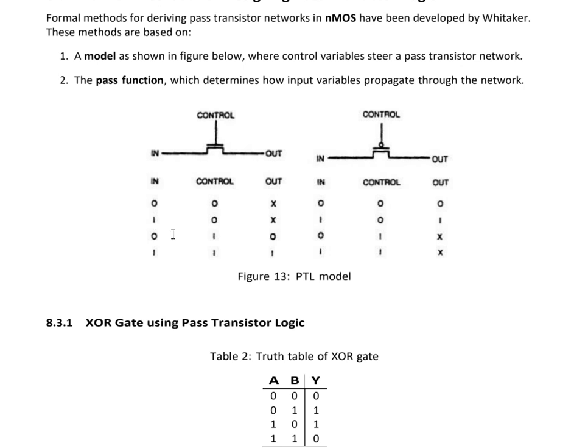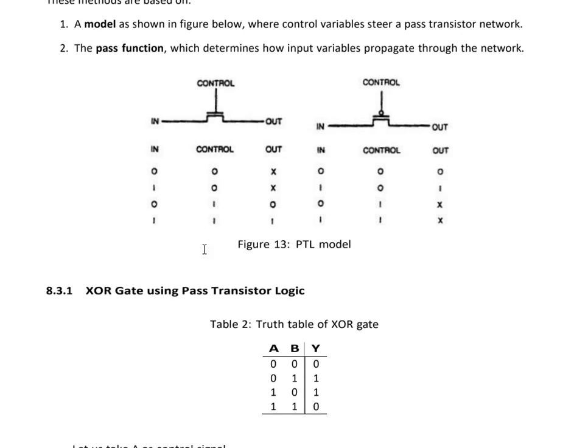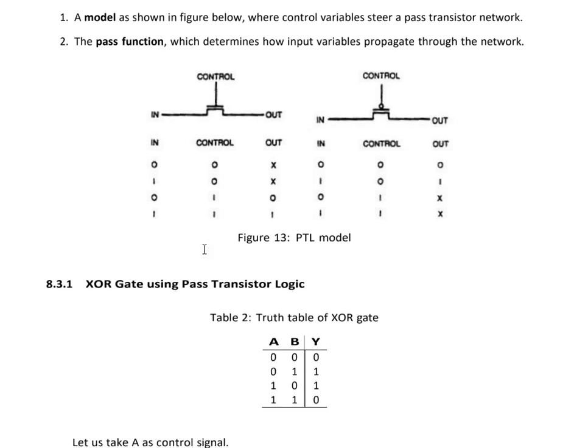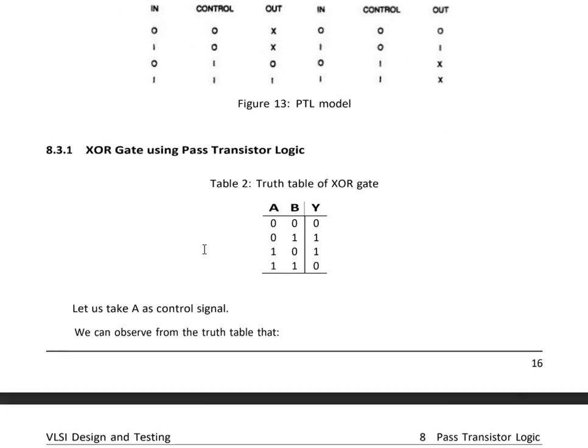Similarly, for the 0, 1 and 1, 1 conditions, the output of NMOS is 0 and 1, whereas for PMOS it is high impedance state. Now we'll discuss the XOR gate using the pass transistor logic.